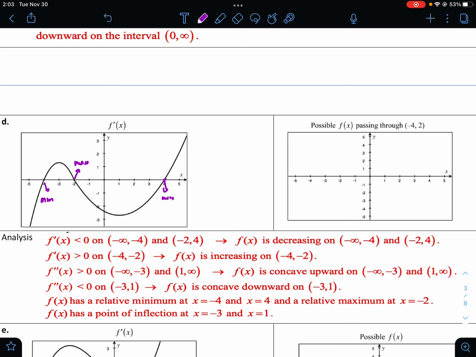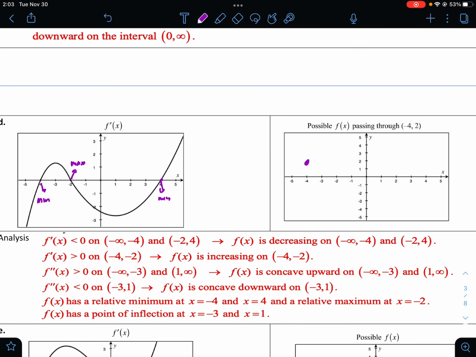So negative 4, 2 should be on our graph here. Okay, and we actually said that x equals negative 4 should be a relative minimum, right? So maybe the graph looks like this to start with. And we should have a maximum at x equals negative 2. So maybe the graph goes up to negative 2 like that, and then comes back down. And it has a minimum at positive 4. So maybe the graph would look something like that.